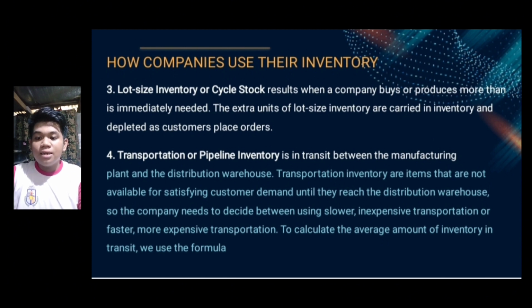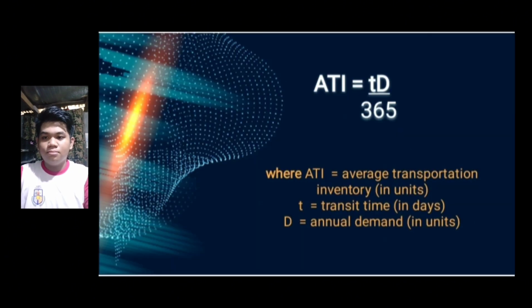To calculate the average amount of inventory in transit, we use the formula ATI equals TD over 365, where ATI is the average transportation inventory in units, T is the transit time calculated in days, and D equals the annual demand in units.